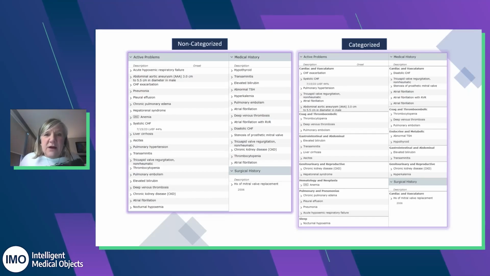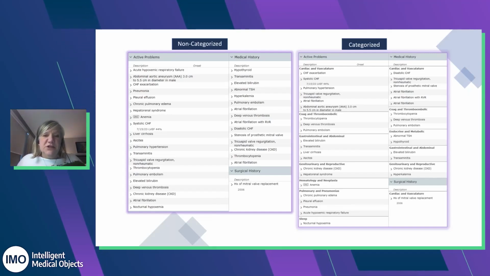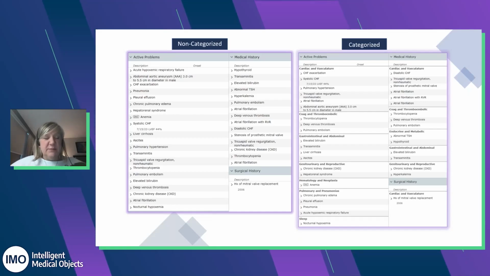And one of my oncology providers noticed that if he put mastectomy and total mastectomy on a patient's problem list, and a patient had a left total mastectomy and a right partial mastectomy, when he put those two diagnoses on, they went to two different categories within the categorized view.